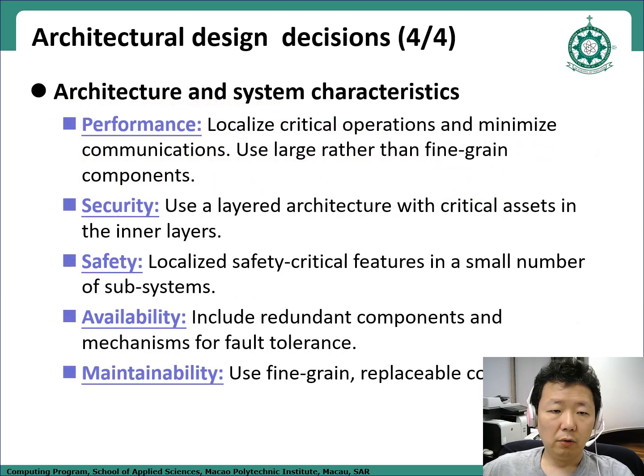And then there are architecture and system characteristics. Think about when you develop the system, what kind of things or what kind of KPI you need to consider. So it's not only for the architecture design, but also when you develop the system, you may consider this kind of things. Okay, so you need to consider the performance, security, safety, availability, maintainability.